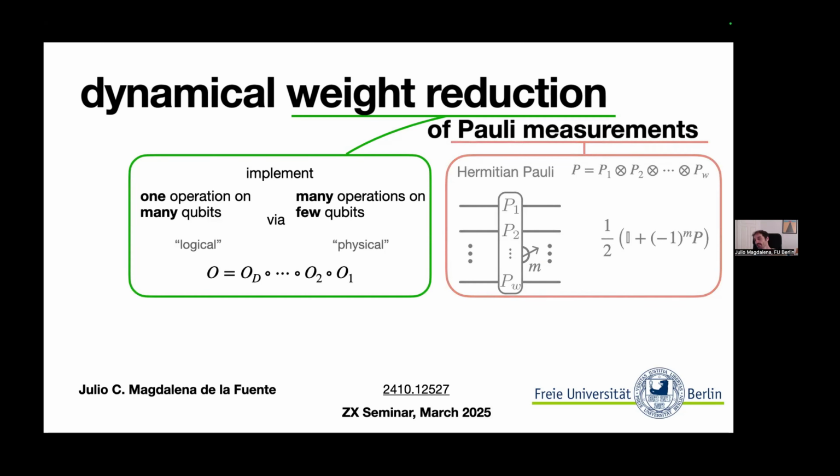Now, rate reduction usually refers to a term where you implement one operation on many qubits via many operations on few qubits. So you somehow have a sort of logical operator or operation that you want to implement, and you use this in some physical system that is composed of more degrees of freedom, but then effectively on some subspace. So it acts the same way as this high weight operation.